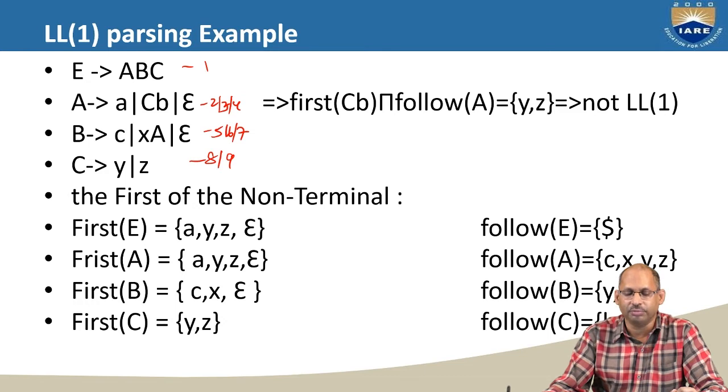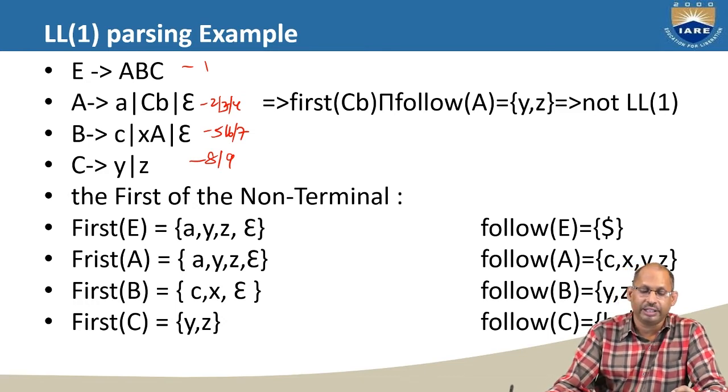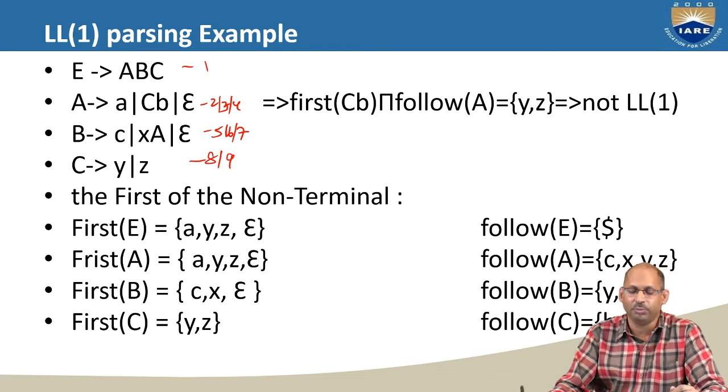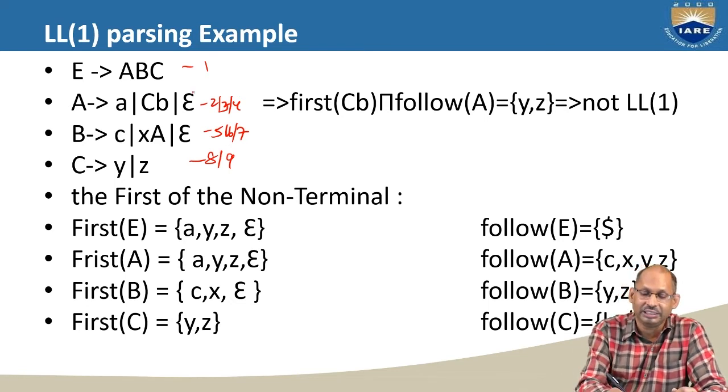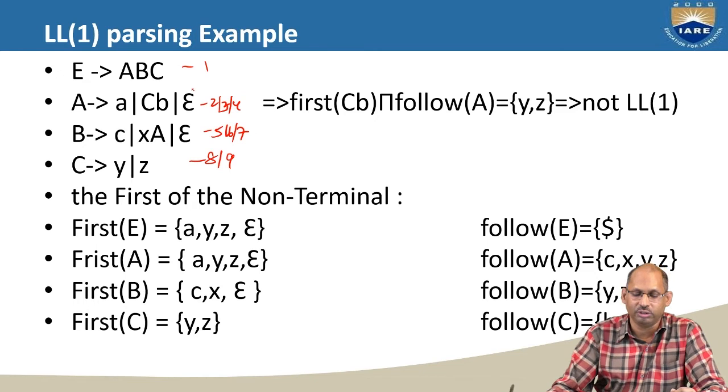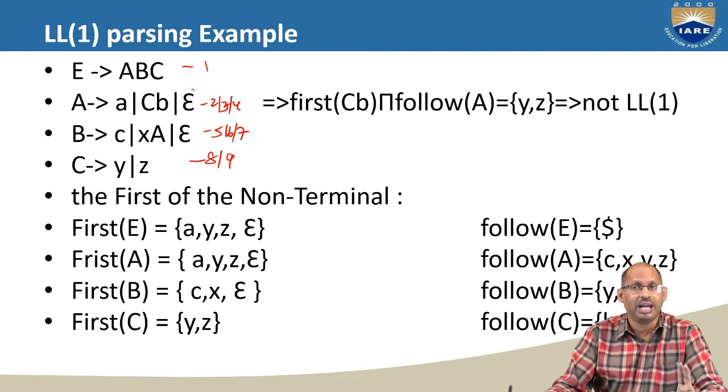If you observe, it has A with multiple productions. Since there is an epsilon, we check the condition of the remaining production with the follow of it. Okay. First thing, we have to consider the first of the non-terminals and the follow of the non-terminals.